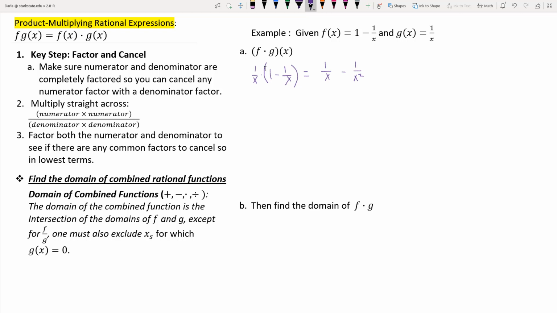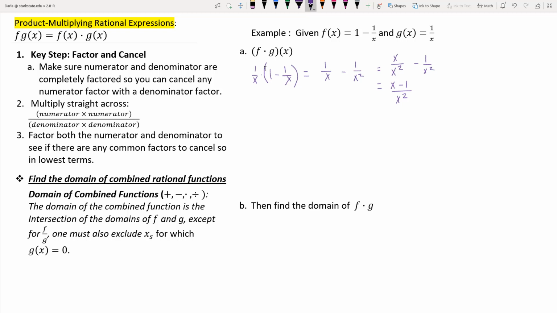And now what we have is two rational expressions where we're taking the difference. So we need a common denominator, which in this case would be x to the second. So this first numerator here I need to multiply by x. And then the second one I'll keep as is because it already has my common denominator. And then I'm going to go ahead and combine into one rational expression. This is x minus 1 over x to the second. And that is your product of f times g.